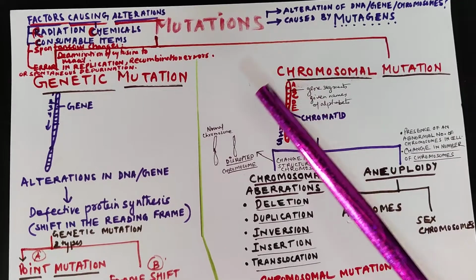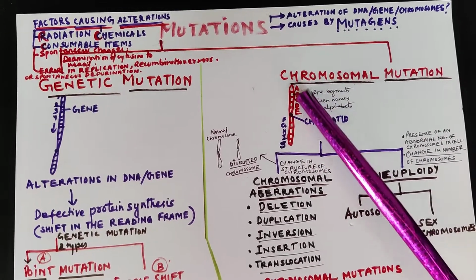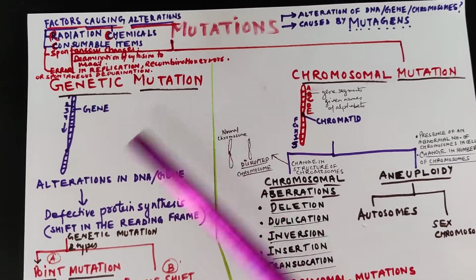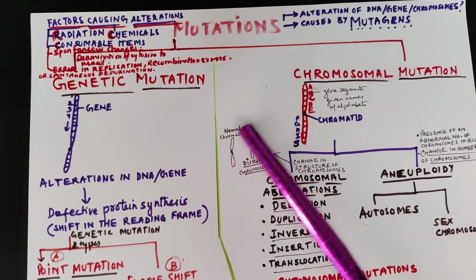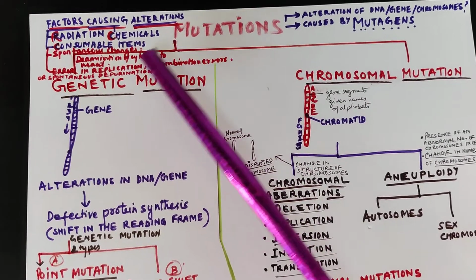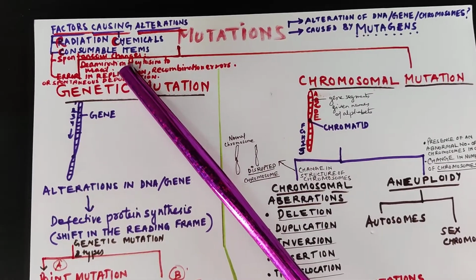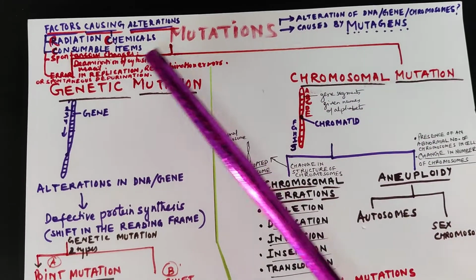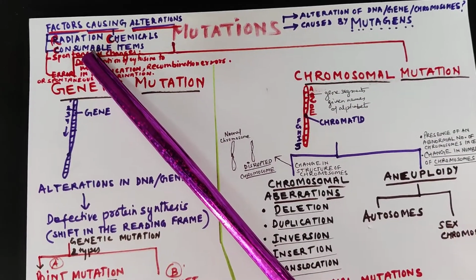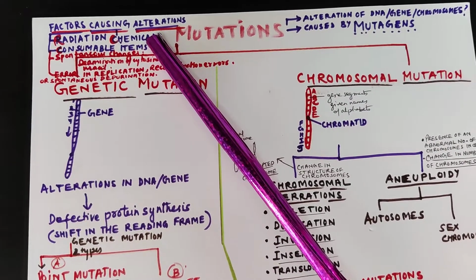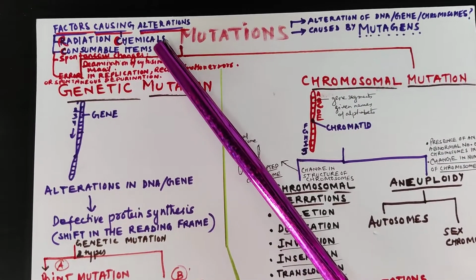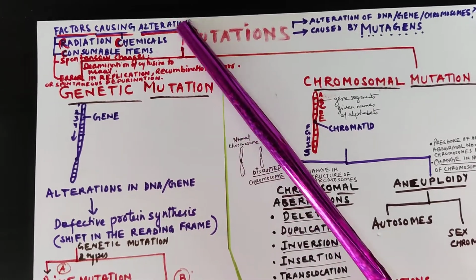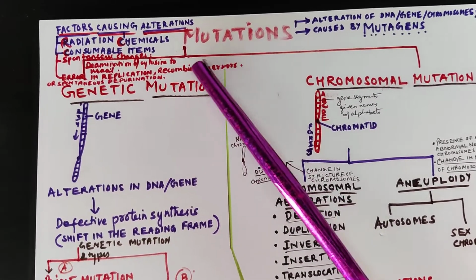Genetic mutation takes place in the genes of the chromosomes of the human body. It can take place in any other organisms also. Mutations are caused by factors which cause alteration in it, and those are called mutagens. Mutagens are of different kinds: radiation, for example X-rays and UV rays, and chemicals like colchicine. If it goes through the nails, it can also lead to mutation.